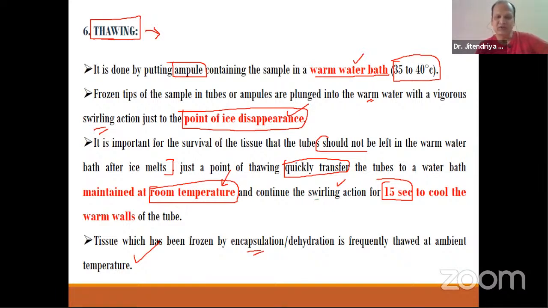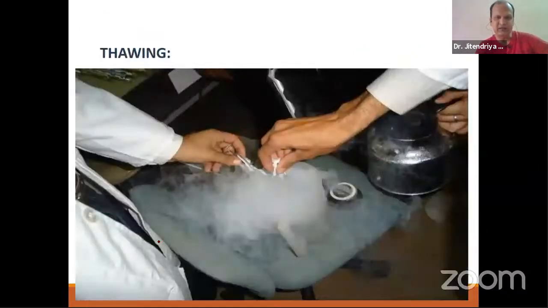How it goes on, let us see. This is that condition. These are the ampules. This is the warm water pouring over here. Okay, so that the ice will be removed and it is being taken out.